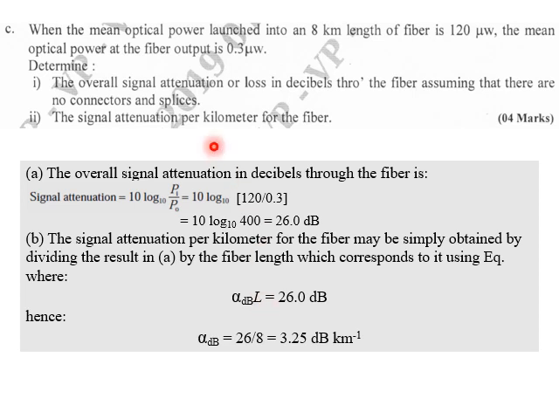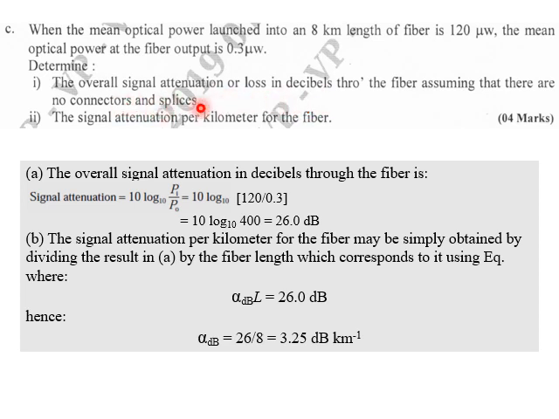The problem statement is like this: when the mean optical power launched into an 8 kilometer length of fiber is 120 microwatt, the mean optical power at the fiber output is 0.3 microwatt. So we have to determine the overall signal attenuation or loss in decibel through the fiber, assuming that there are no connectors and splices.